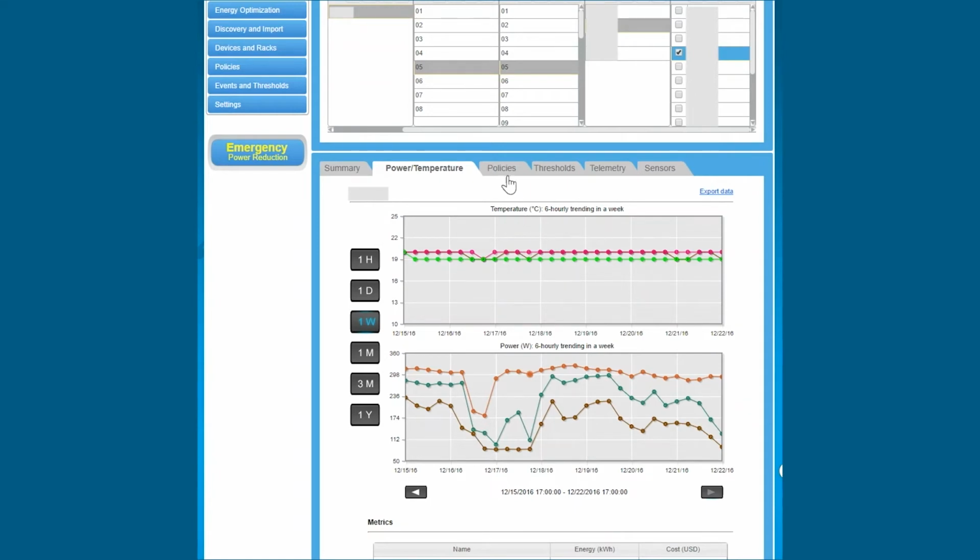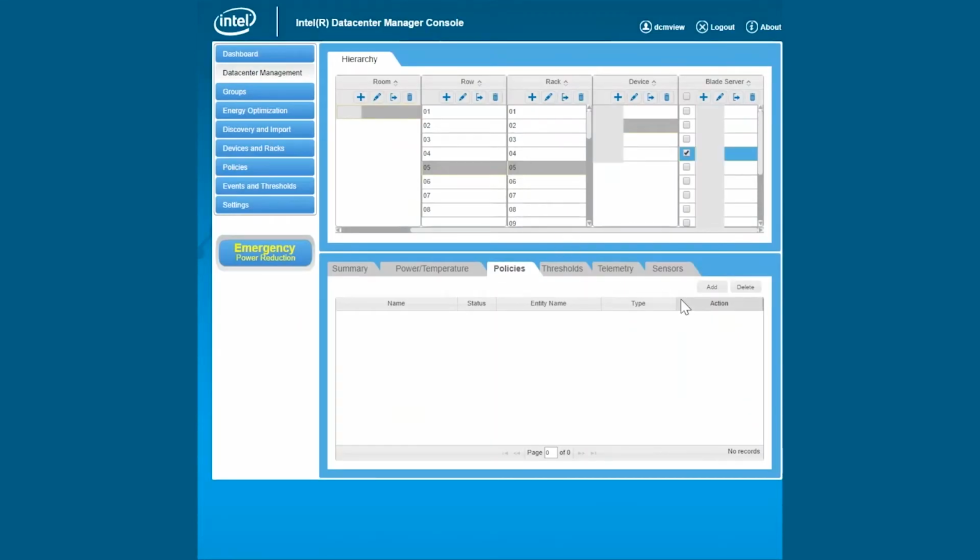And then we can write policies. So Intel DCM is not only a monitoring tool, it is also a control tool. So it can tell the server how much power it is allowed to draw from the infrastructure. We saw that this server is actually pulling 108 watts.